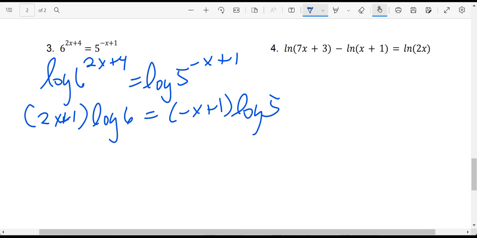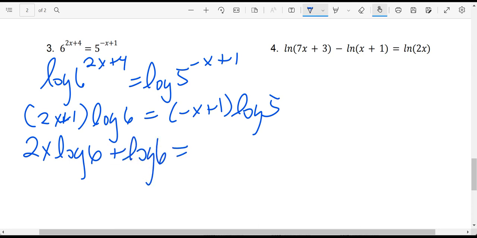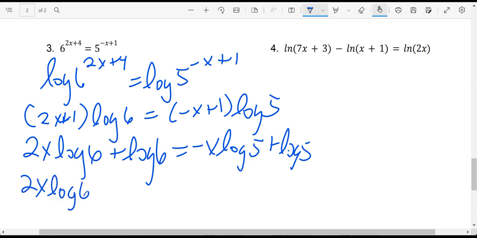So if we distribute that log of 6 to both terms and log of 5 to both those terms, we get 2x log of 6 plus log of 6 equals negative x log of 5 plus log of 5. I'm going to move all the ones with x on one side and non-x's on the other. So I'm going to move 2x log 6. If I add x log 5 to the other side, and then I'm moving this log 6 to the other side.